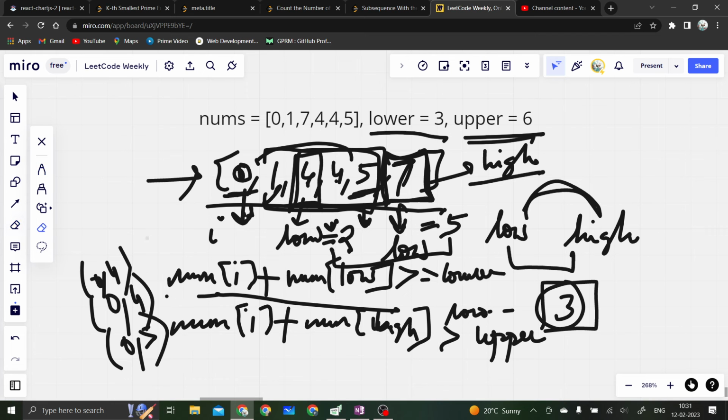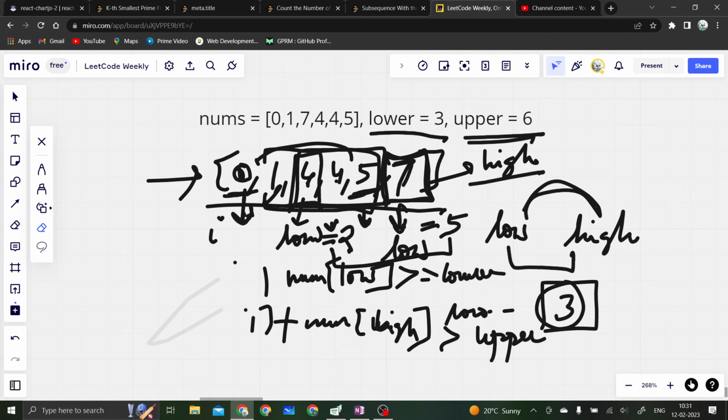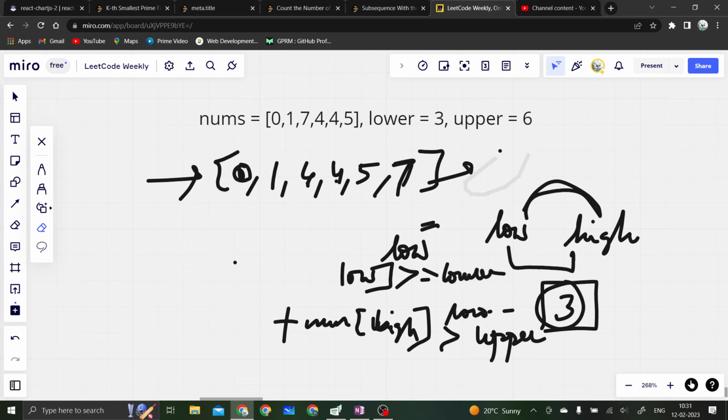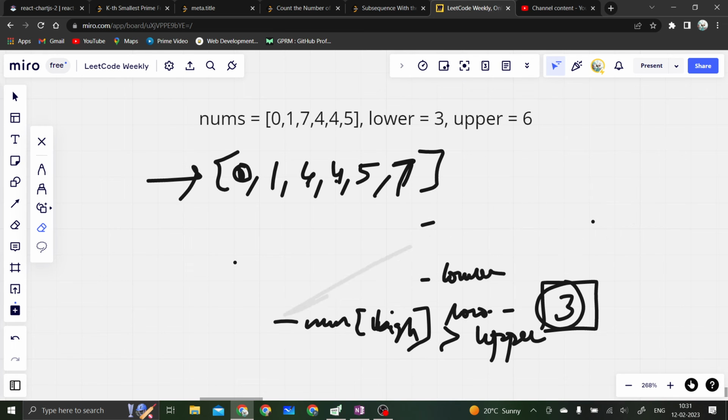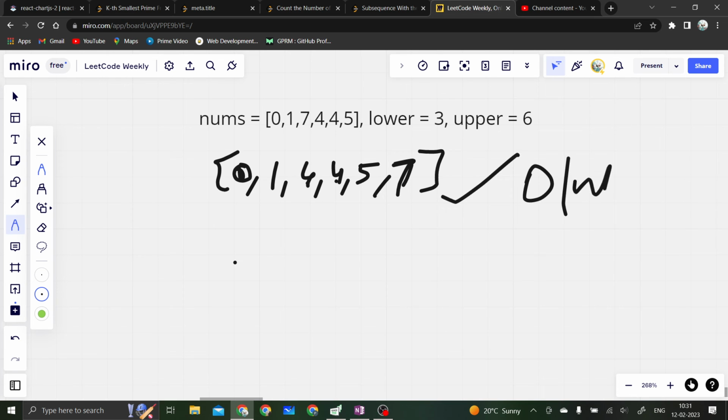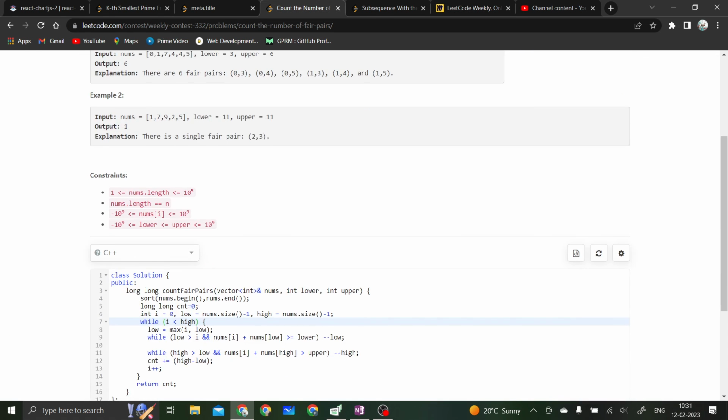Similarly, we will do it for the next element. We will be calculating the upper bound and the lower bound, and we will keep adding the difference between the high and the low pointers, right? So this is what we have to do, and this will be taking O of n log n complexity, right? For sorting the array also, O of n log n, right? Let's first see the code also.